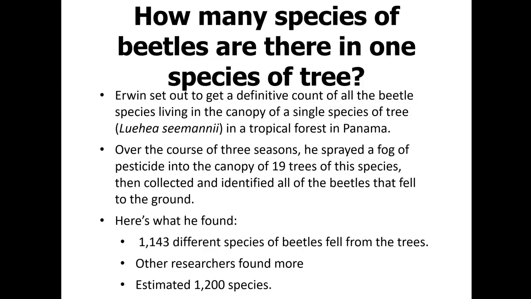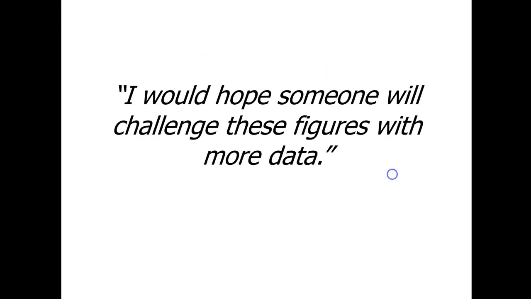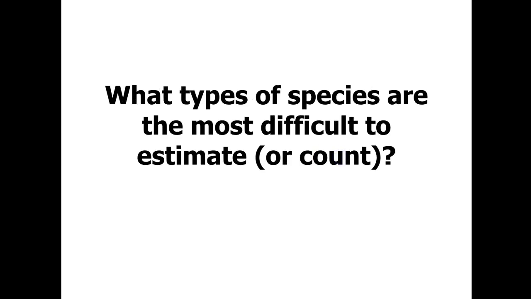1,143 different species of beetles fell from those trees. Other researchers found even more, so it's estimated to be around 12,000 species. So how is the number of beetle species in one tree species related to the number of all insects in all types of trees? Well, I would hope someone will challenge these figures with more data, but unfortunately this isn't an answer to our original question.